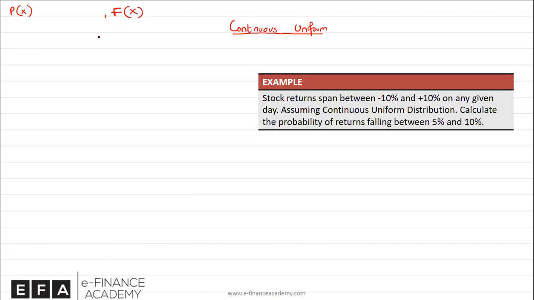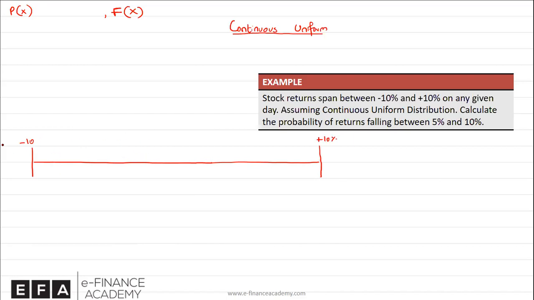X. Now, if I look at this example where we have been given the limits, you can see stock returns span between minus 10% to plus 10%. So what we know is, on any given day, assuming continuous uniform distribution, calculate the probability of returns falling between 5 and 10%. So if you notice, we have been told that our return spans between minus 10 to plus 10%, right? That's the upper and lower limit of our data.